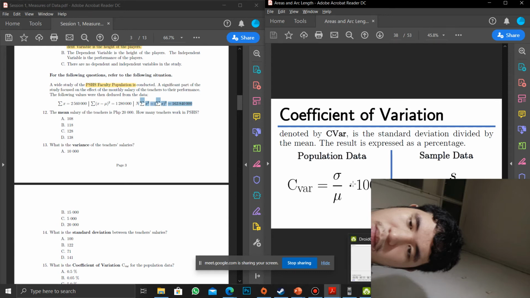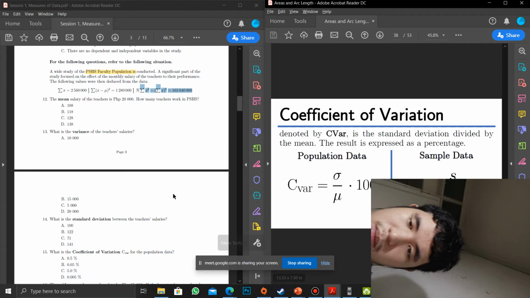Ito yung coefficient of variation. Nandito sa screen yung formula ko. Okay? Ano ulit yung sigma? Sigma is standard deviation. Mu is the mean. Take note, this is expressed in percent.